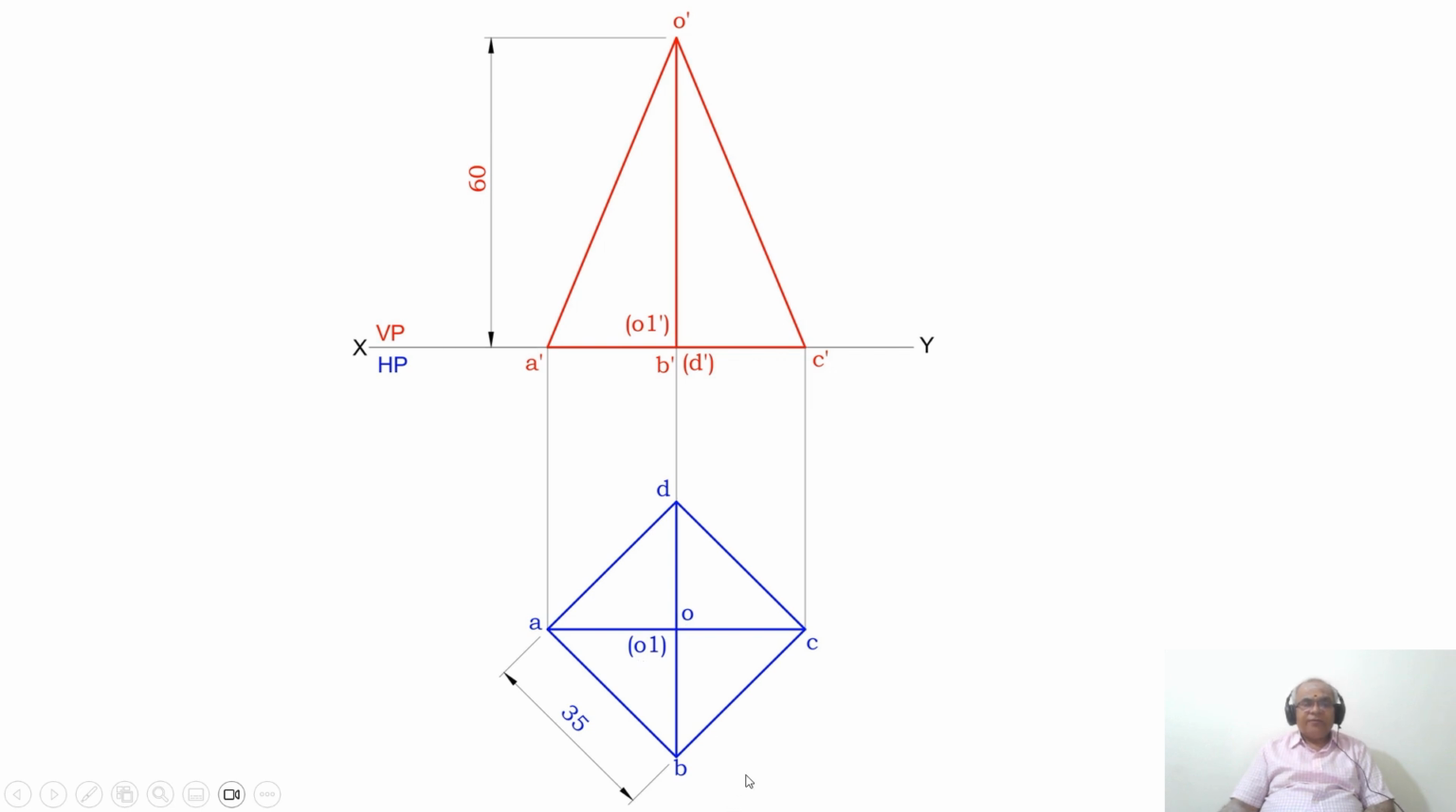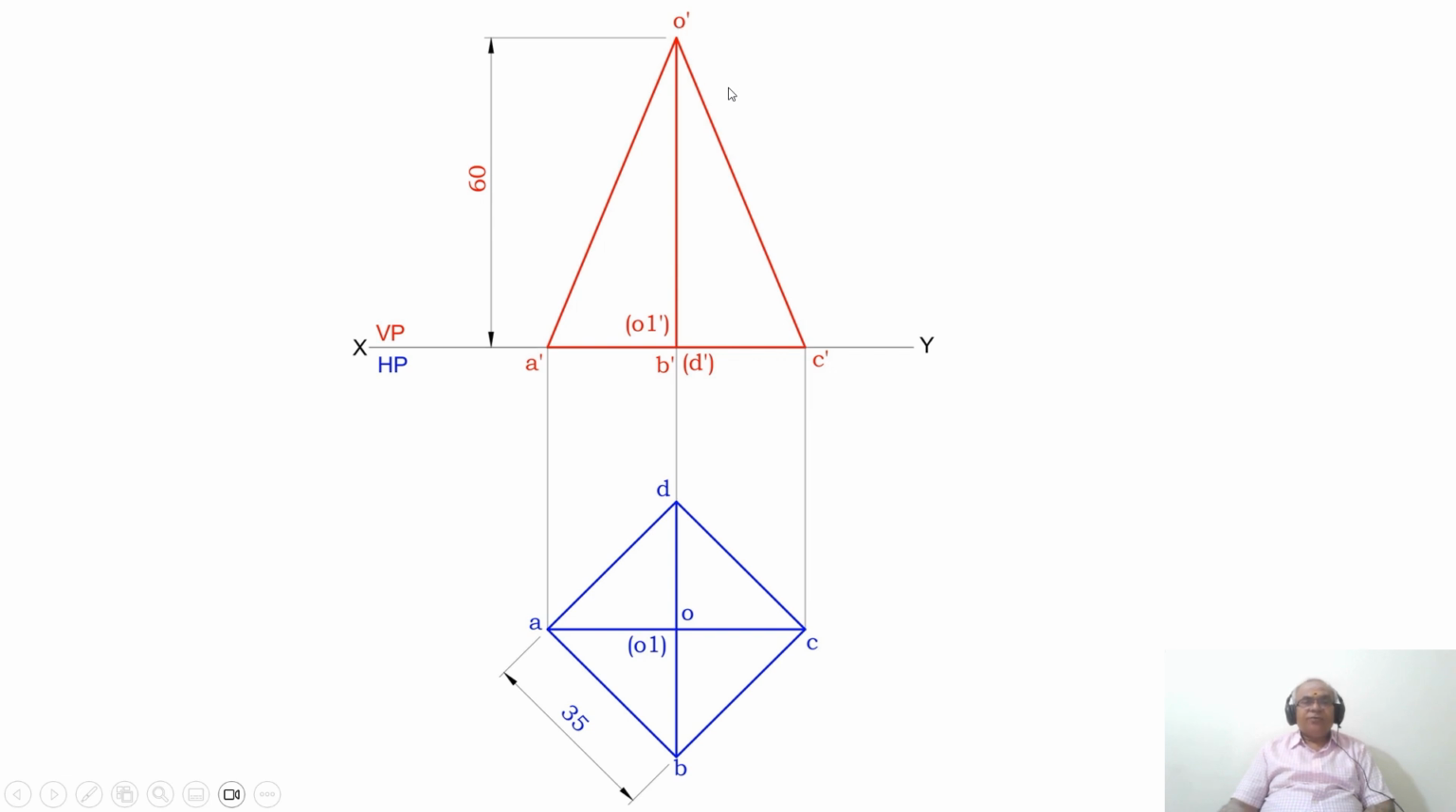When you look from the front view, A, B, C is near to the observer, so A dash, B dash, C dash is visible and D is away from the observer, so D dash becomes invisible. And O1 is at the center of the square and this is hidden by the edges AB and BC. Therefore, you have O1 dash in brackets. Similarly, O dash is visible, where O dash is at the apex.